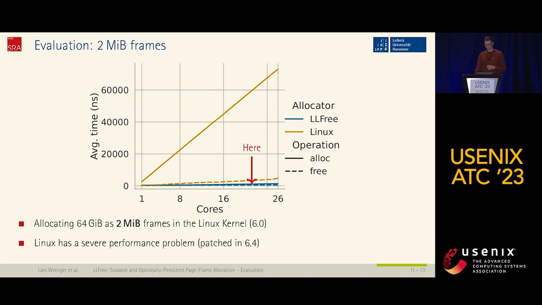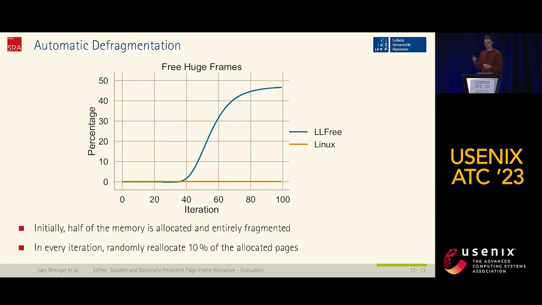Okay, so much for the performance of our allocator. We have a lot more benchmarks in our paper, including some end-to-end measurements. But for now, I want to focus on another nice property of this allocator, and this is its fragmentation behavior. In this benchmark, we initially allocated half of the memory, but in a very fragmented way so that there are no huge pages, no entire huge pages free.